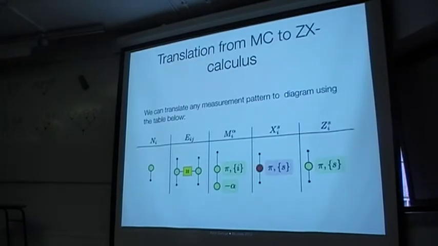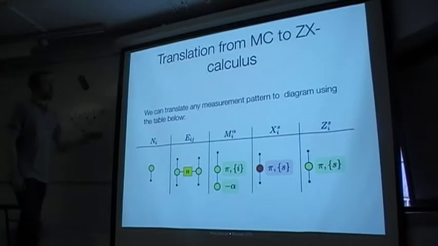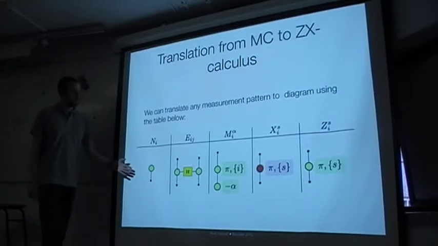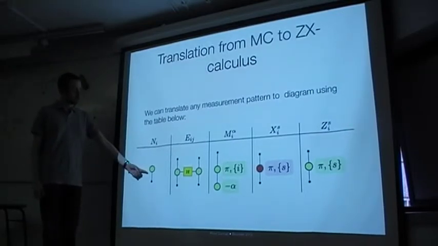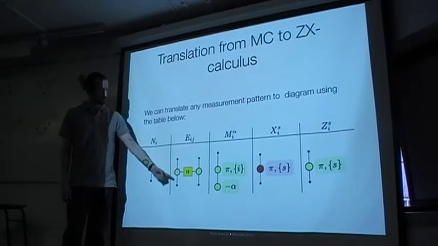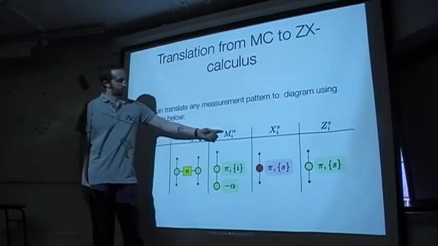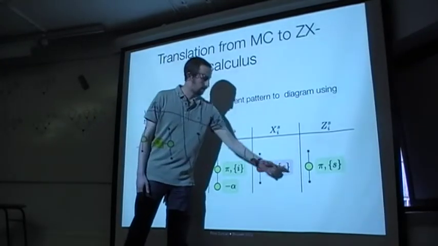So now we can translate any measurement calculus pattern into the ZX calculus. So my new qubit is just this green guy, my entangling gate is the CZ gate like I showed you, here's the measurement, and here are the conditional patterns.